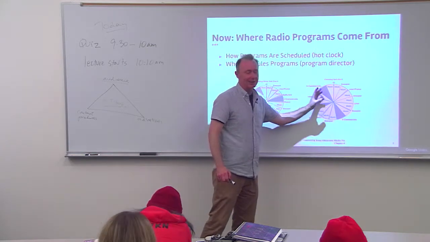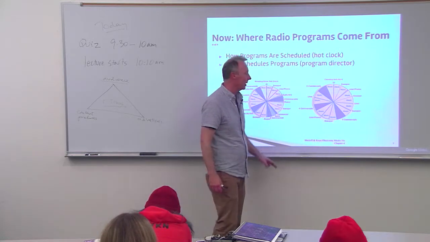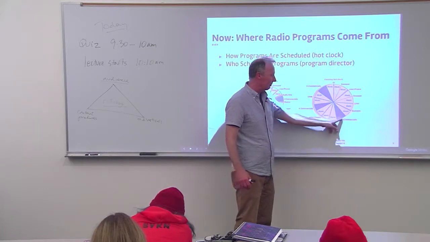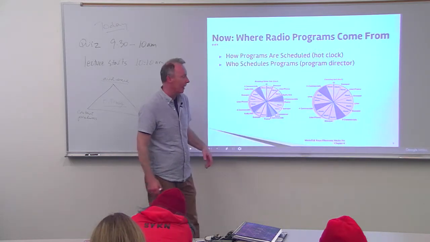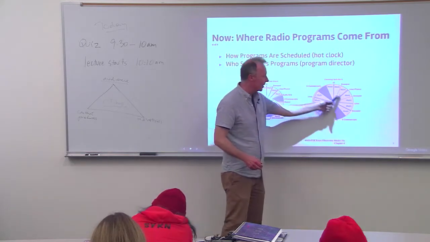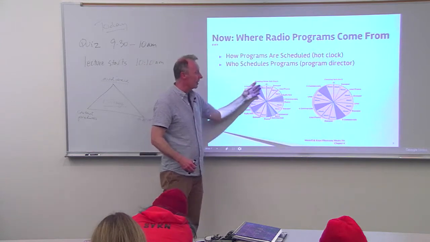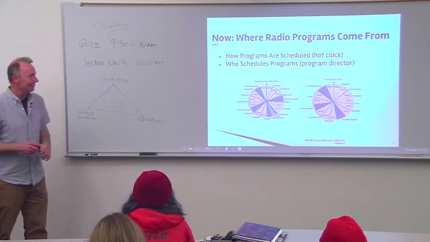In the evening, it's a lot less competitive because most people are watching TV or doing something else. And so they'll play a lot of music here. They put five commercials in a row because you're probably just listening in the background or something. So there are all kinds of considerations as to what the audience wants and what they're doing at the time that goes into setting up a hot clock like this.